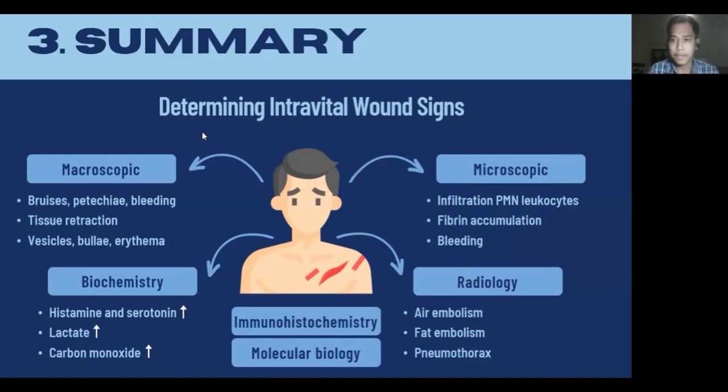On macroscopic, we can find bruises, petechia, bleeding, tissue retraction, vesicle, bulla, or erythema. On microscopic, we can find polymorphonuclear leukocytes infiltration, fibrin accumulation, and bleeding. On biochemistry, there is an increase of histamine, serotonin, lactate, and carbon monoxide in the blood. The last is radiology. We can find embolism or pneumothorax.